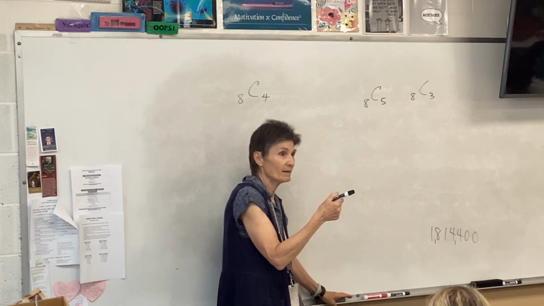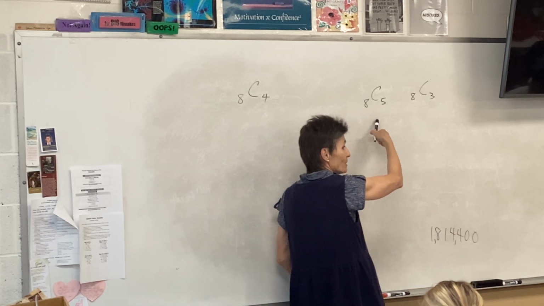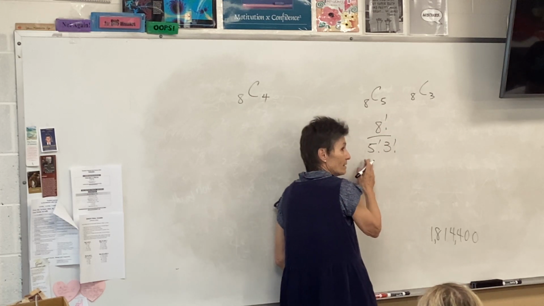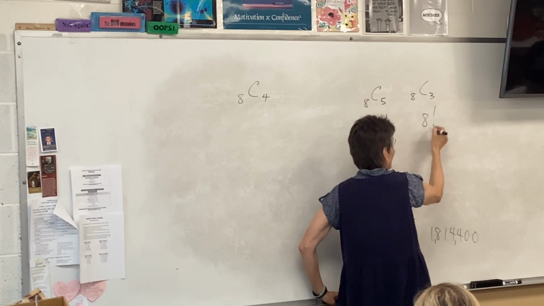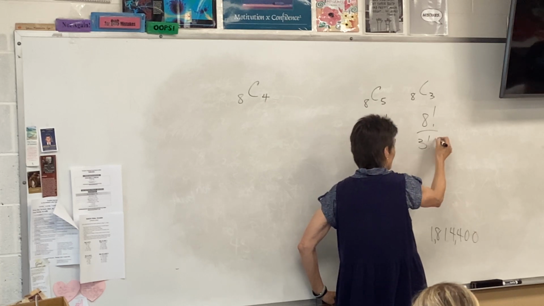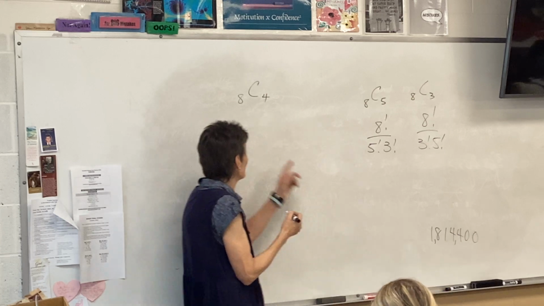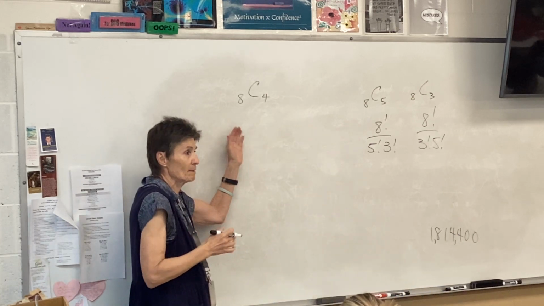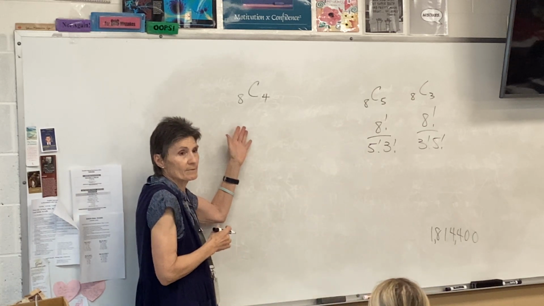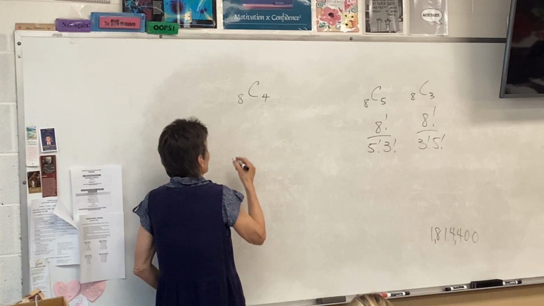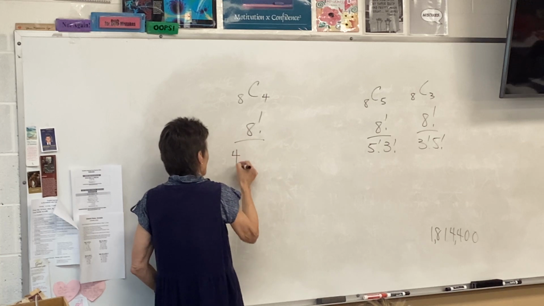Can you see that? Because when you do this, it's 8 factorial over 5 factorial, 3 factorial, right? What's this one going to be? 8 factorial over 3 factorial, 5 factorial. See how they're the same thing? So we're going to do this one. It's the same idea, but it'll be a different number. All right, so here we go. What's the formula for 8C4? 8 factorial over 4 factorial, 4 factorial. Yep.